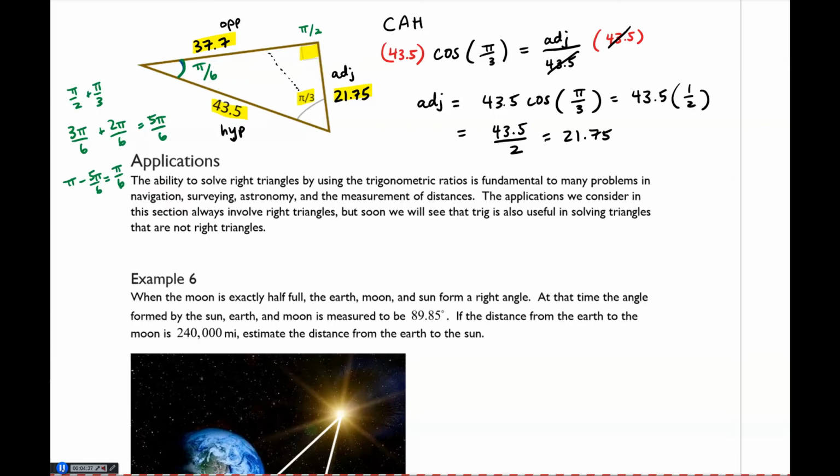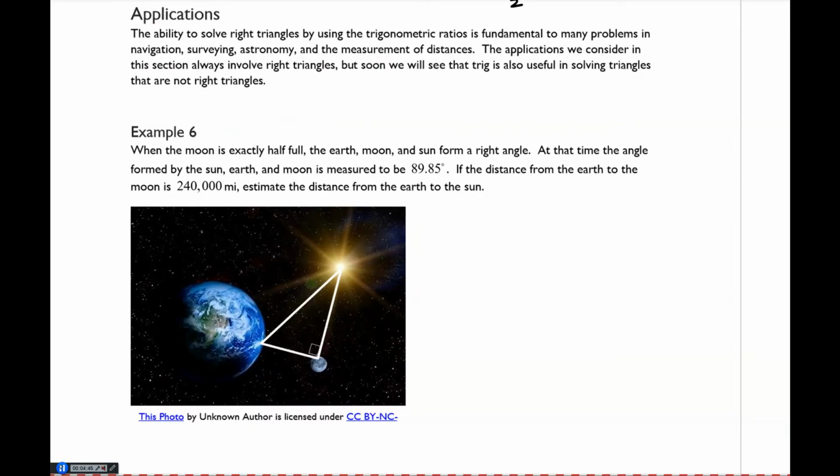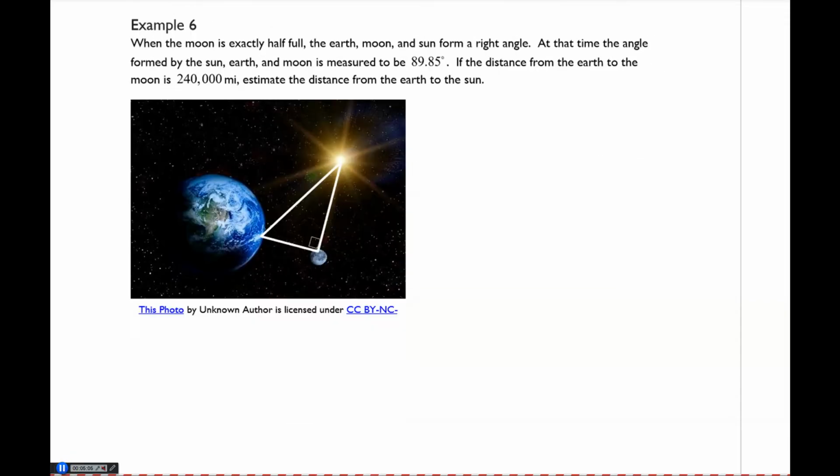So we have gone ahead now and solved this triangle by finding all of its angles and all of its side lengths. The ability to solve right triangles by using the trigonometric ratios is fundamental to many problems in navigation, surveying, astronomy, and the measurement of distances. The applications we consider in this section always involve right triangles, but soon we will see that trig is also useful in solving triangles that are not right triangles.